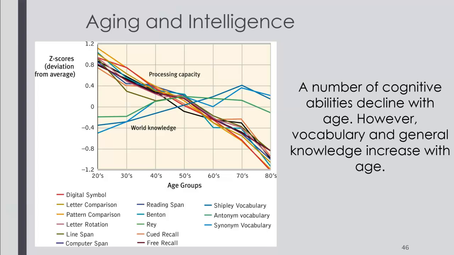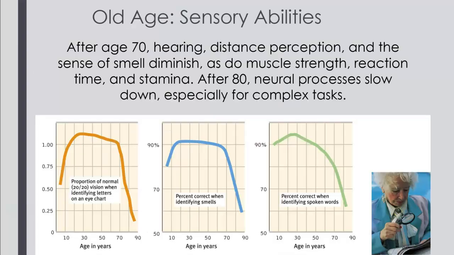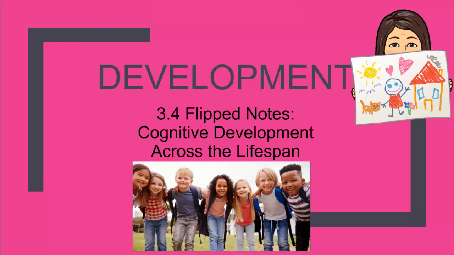Aging and intelligence: a lot of cognitive abilities decline, but overall vocabulary and general knowledge increase. So it may be hard to form new memories and develop new skills, but overall knowledge still remains. As far as sensory abilities, by age 70, distance, hearing, perception, and sense of smell all diminish, as well as muscle strength, reaction time, and stamina.